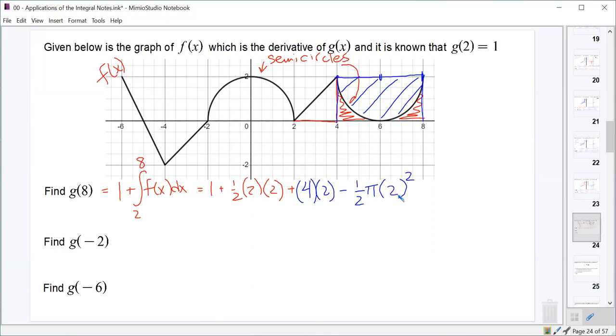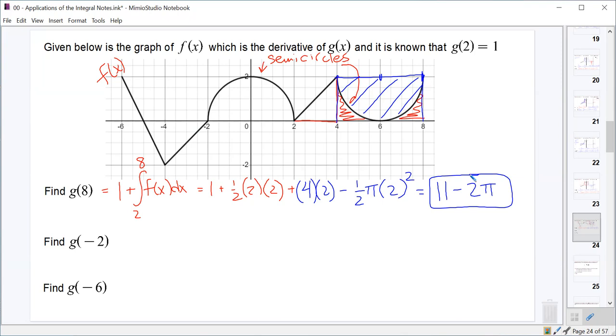If we put all of this together, we've got 1 plus 1/2 of 4, so that's 2. So 1 plus 2 is 3. And then 3 plus this 8 here is 11. And then it's going to be 11 minus, over here, 1/2 pi times 4 is 2 pi. So 11 minus 2 pi ought to be our value for g of 8.